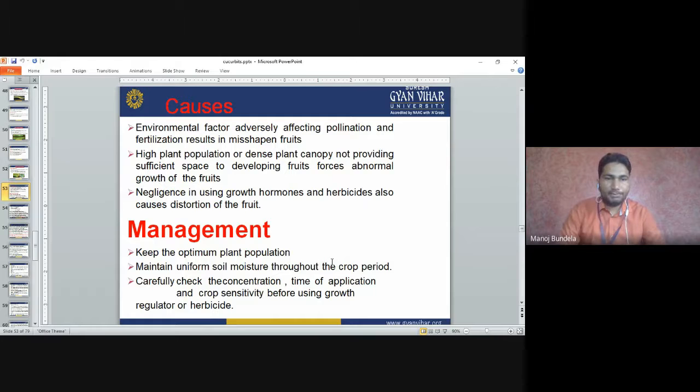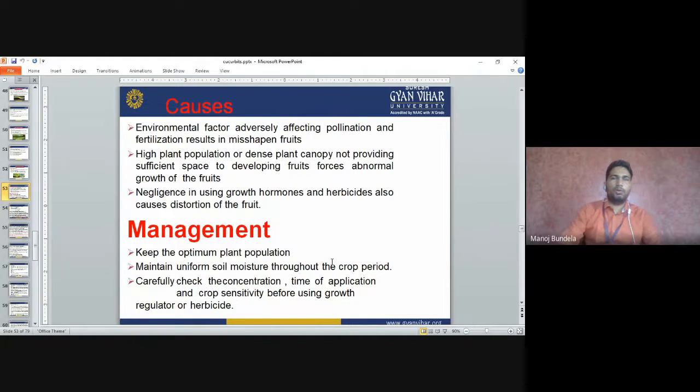Management: keep the optimum plant population, maintain uniform soil moisture throughout the crop cycle, and carefully check the concentration, the time of application, and crop sensitivity before using growth regulators and herbicides.